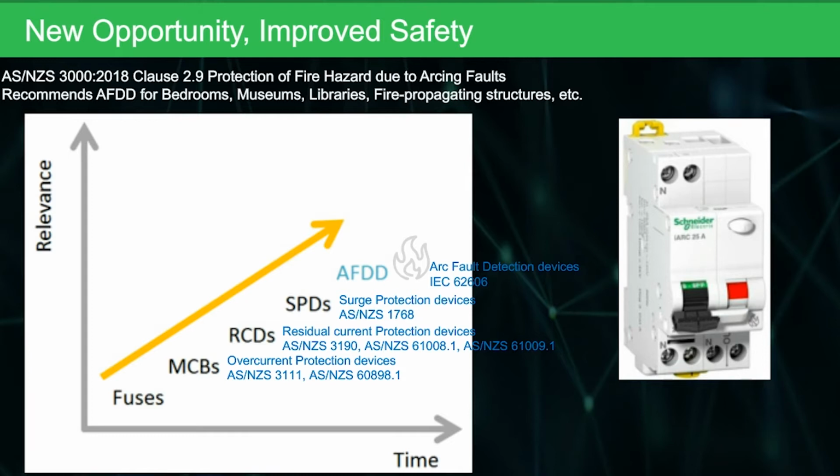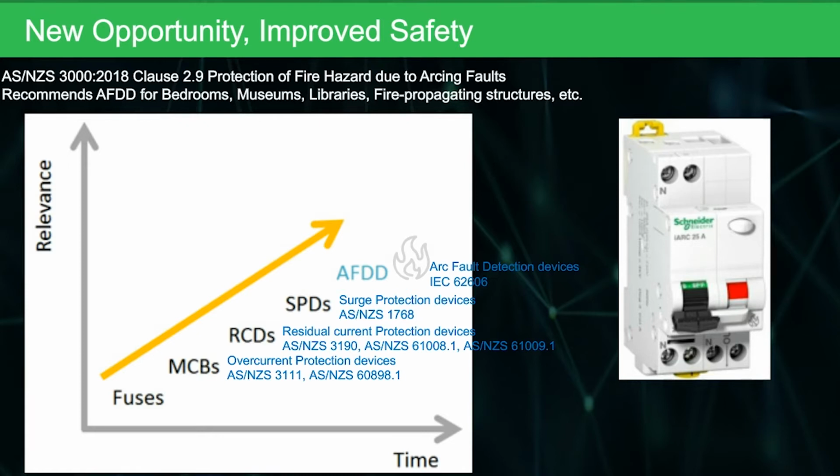RCDs provide earth leakage protection. If an active or neutral is touched while you're in contact with earth, it trips out pretty quickly. They can be property protection. Obviously, you've got 300 milliamp and 100 milliamp versions. But in the main, they're about personal protection. We've seen that the decline of electrocutions has been immense over the last 20 years.